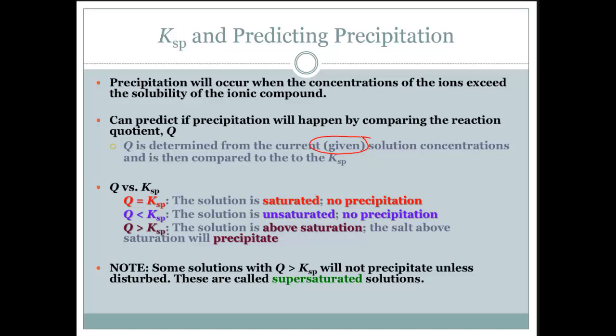Q versus Ksp. If they're equal to each other, you're not going to have precipitation. If Q is smaller than Ksp, once again, you will not have a precipitation because this is unsaturated. And if Q is greater than Ksp, you will have a precipitation because it's above the saturation point. Some solutions, even though Q is greater than Ksp, will not precipitate unless disturbed. These are called supersaturated solutions.